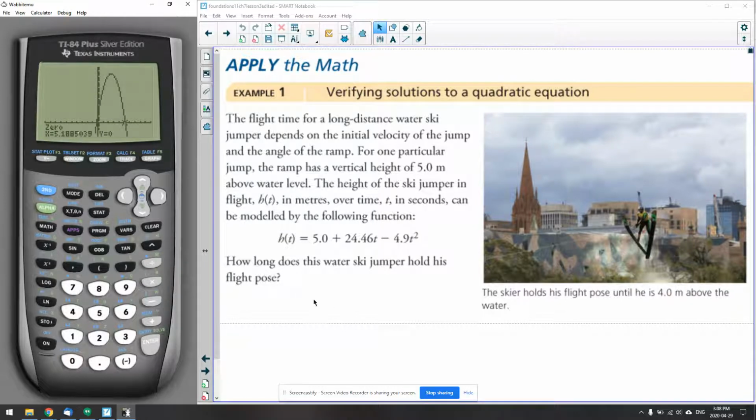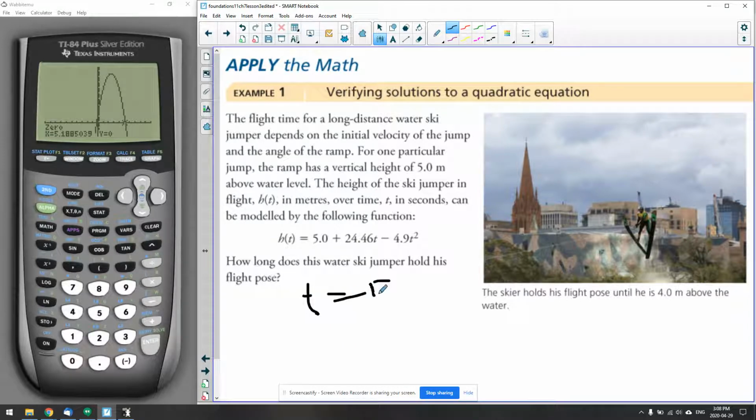So I get an answer of t equals 5.19 seconds. So after 5.19 seconds, the water skier will make contact with the water.